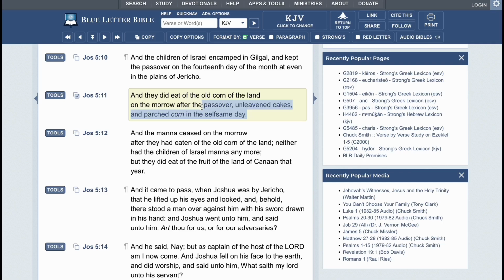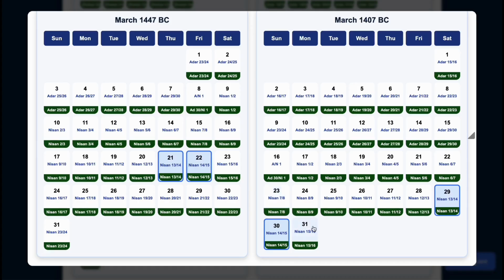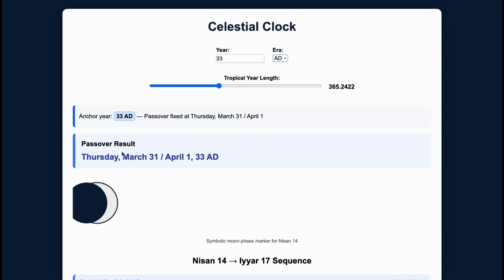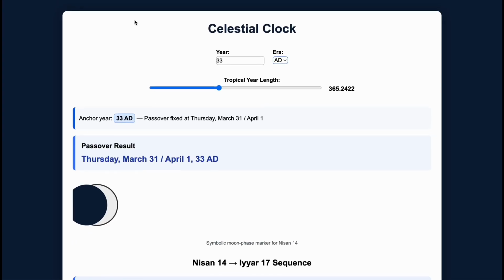Now this is actually very curious because March 31st is actually the day that Christ was crucified on the cross. We saw that with the celestial clock tool. In 33 AD, Christ was crucified on Thursday, March 31st.